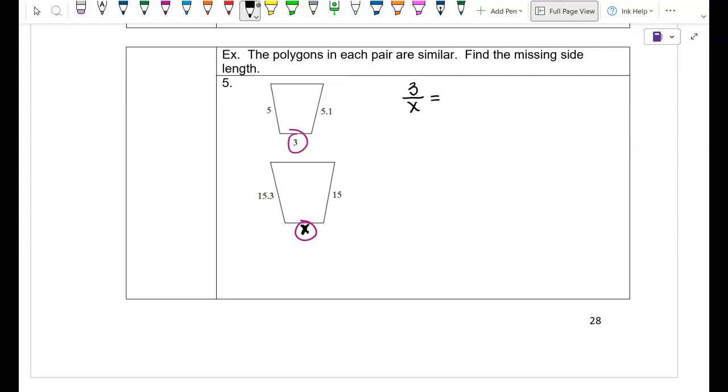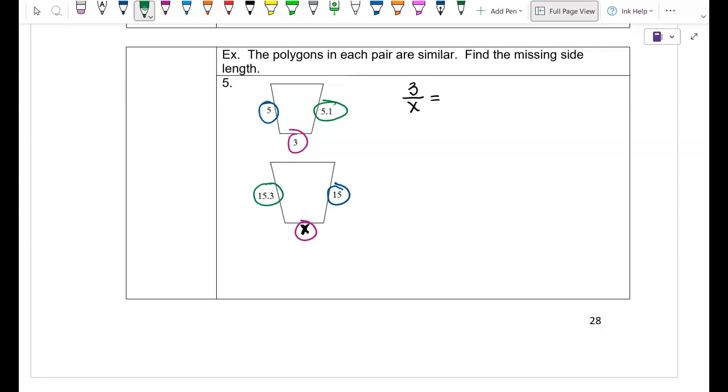So what would the 5 match up with if it has to match up with the smaller measure on the bottom? The 15. So be cautious. Don't just go straight up or straight across. It's hard to tell, but they actually flipped the bottom figure, which means the 5.1 matches up with the 15.3.